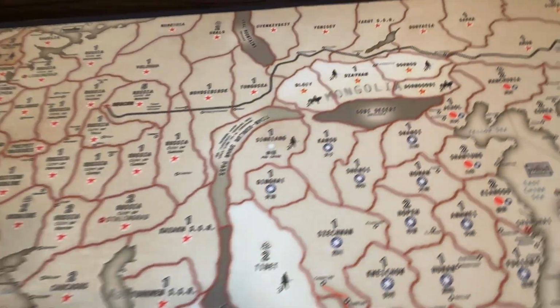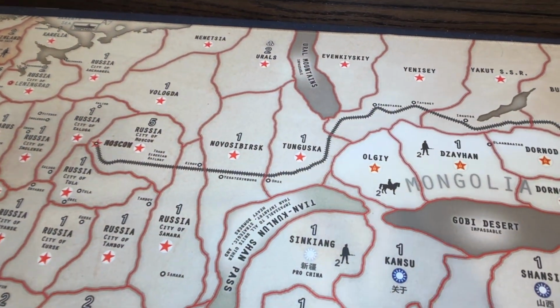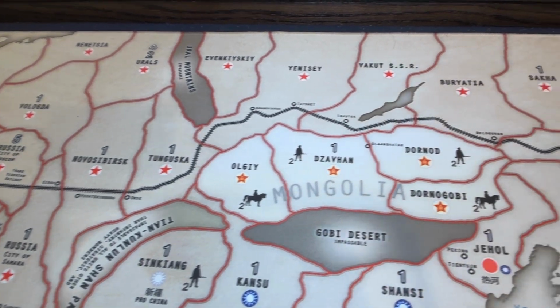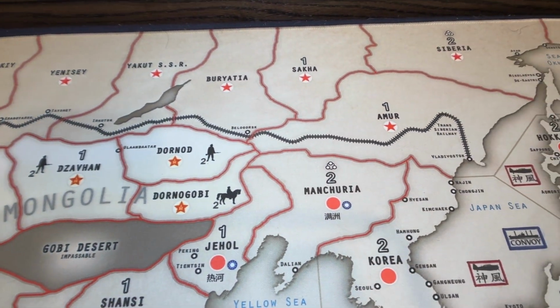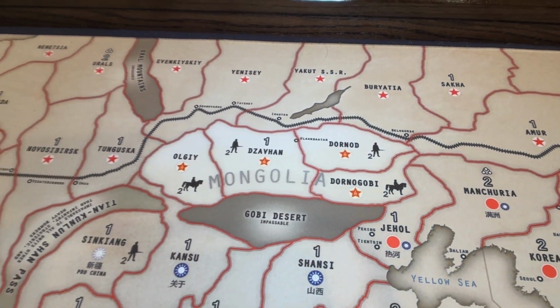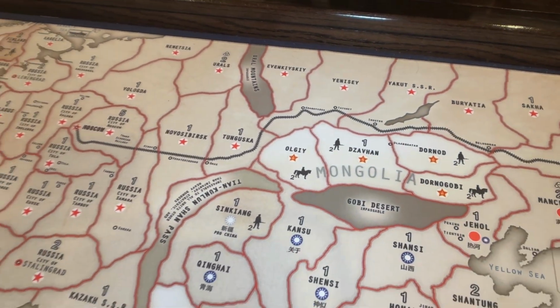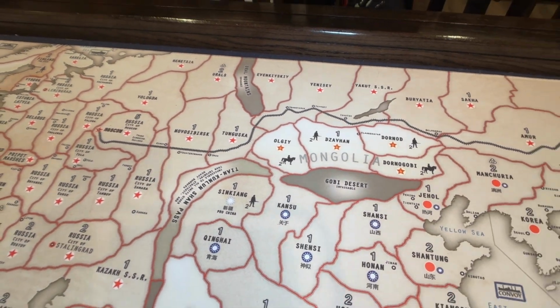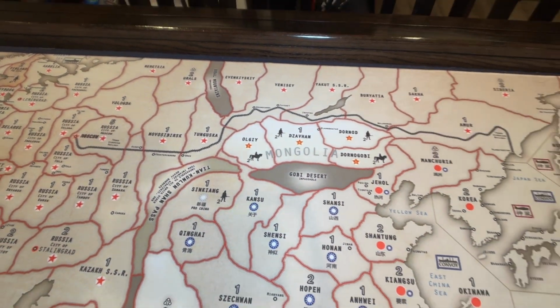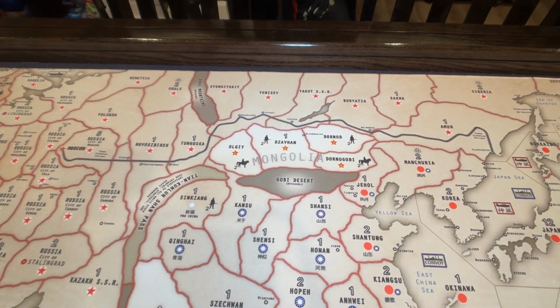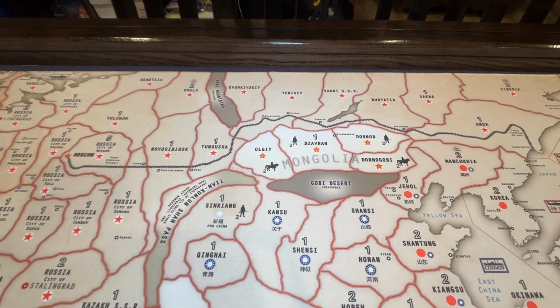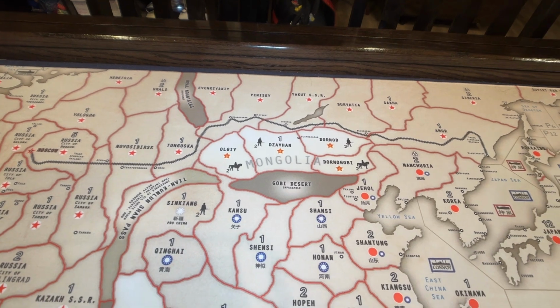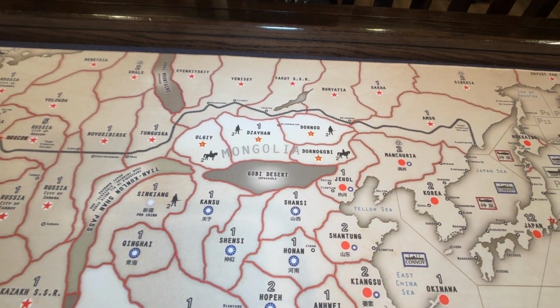We also talked about the Trans-Siberian Railroad, which shows up on the map, but how does that impact gameplay? Well, here's the answer. Only Russia can use it, which is a little disappointing, because historically there were Americans that rode that railroad during World War II. But regardless, in the game, only the Russians can use it. And only one land unit can use it at a time.